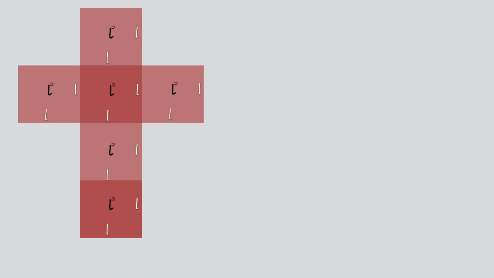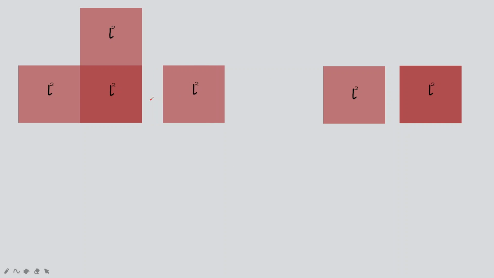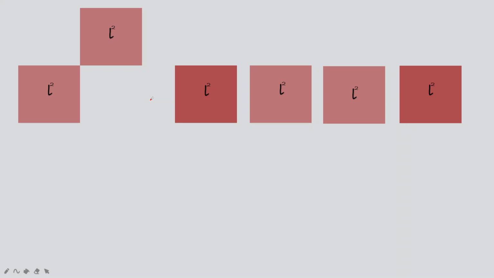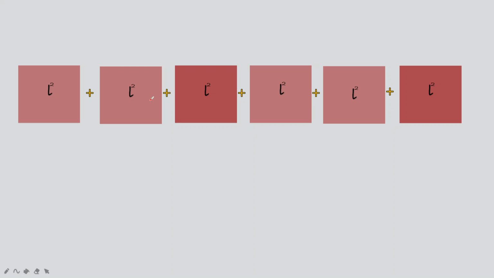Now we need to find the total surface area. For that, let us move the squares one by one. To find the total surface area, I just add the areas of each face, that is each square. The total surface area is equal to L square plus L square plus L square plus L square plus L square plus L square, which is 6L square. You see that? So for a cube, the total surface area is easy: 6L square.